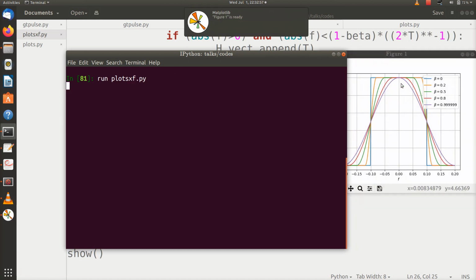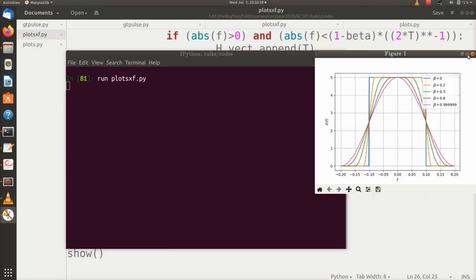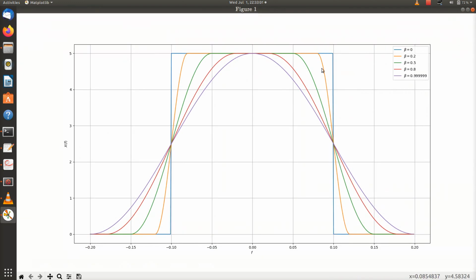Now you can see this window. I will enlarge this window. You can see that for different values of beta, this is how your X(f), or your overall frequency response, that is G(f) times H(f), behaves. Now this blue curve is for beta equal to 0. You can see in these legends, beta equal to 0.